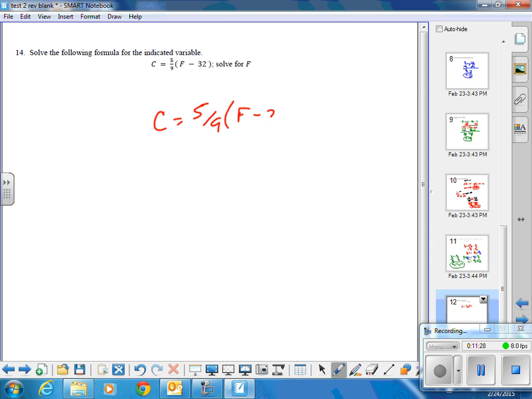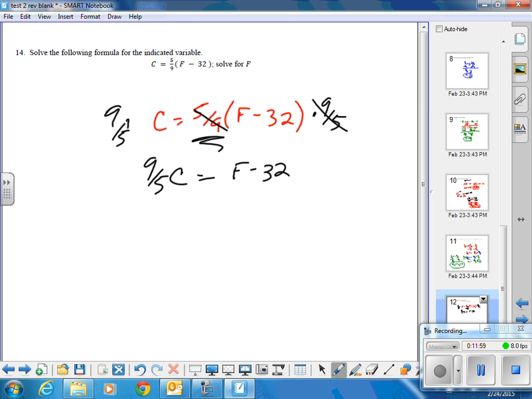It's going to be a lot easier to get rid of this 5/9 and not distribute it. Do not distribute it, okay? We're going to use the reciprocal property to get rid of it, because otherwise you're dealing with a bunch of fractions, you got to go back, and, you don't want to do it, okay? So multiply by the reciprocal, 9 over 5. That cancels that guy. I do it over here. That's going to make this 9 over 5c is equal to f minus 32. No more parentheses. It's out.